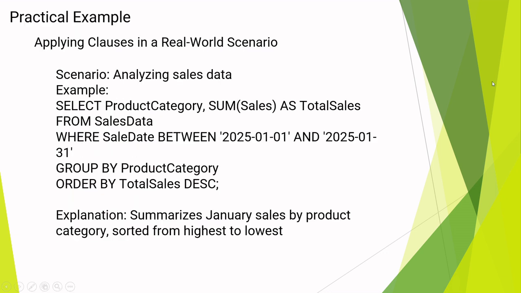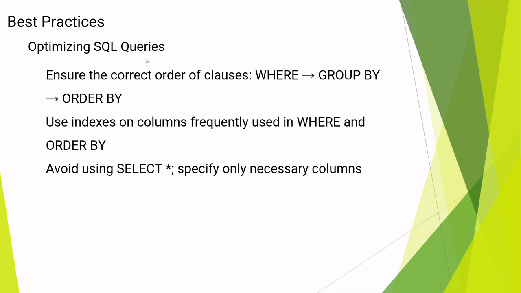Let us consider a practical scenario where we analyze sales data. This query calculates total sales for each product category in January 2025 and sorts the results to show the highest sales first.